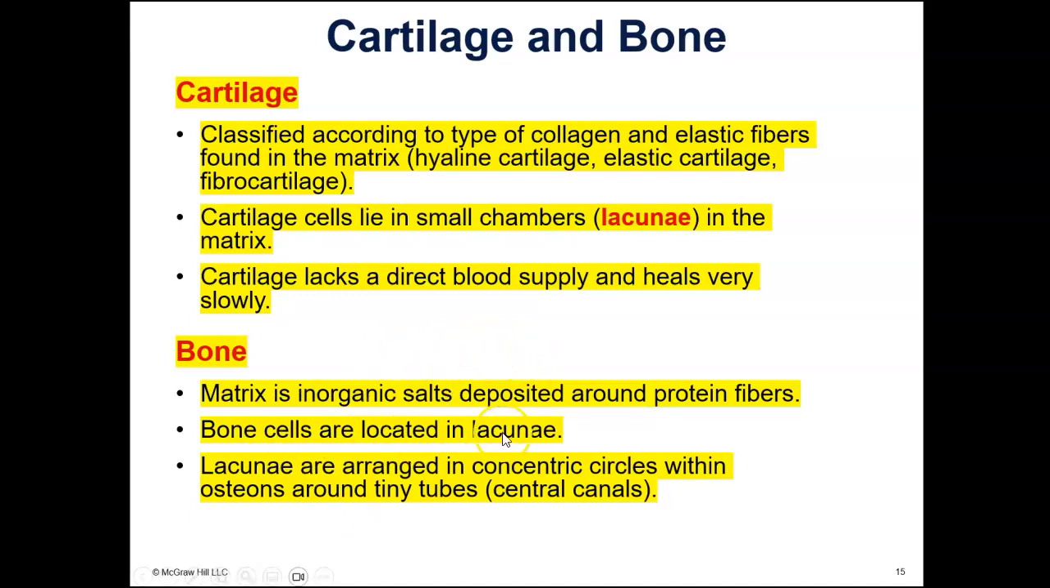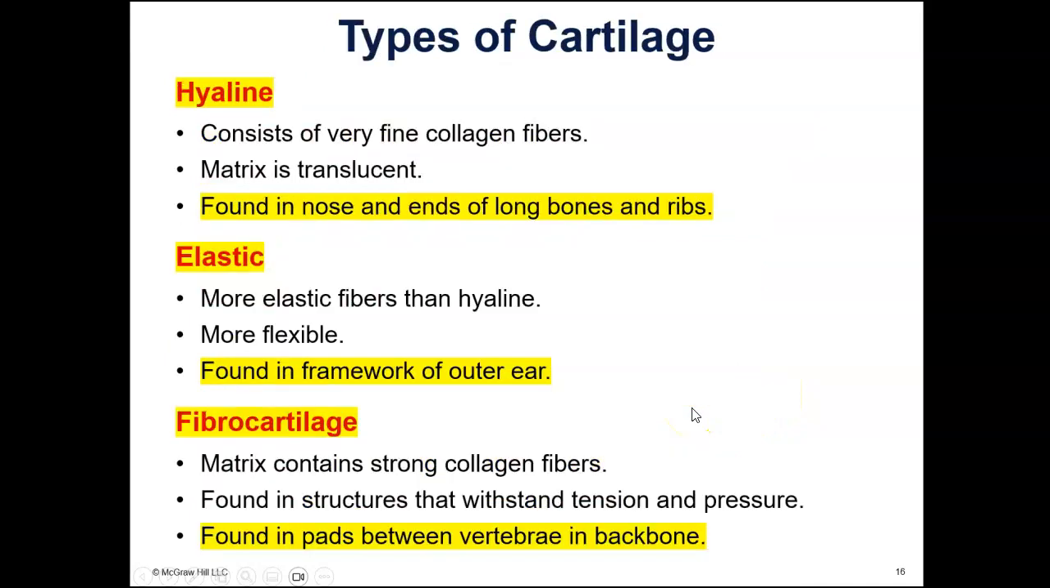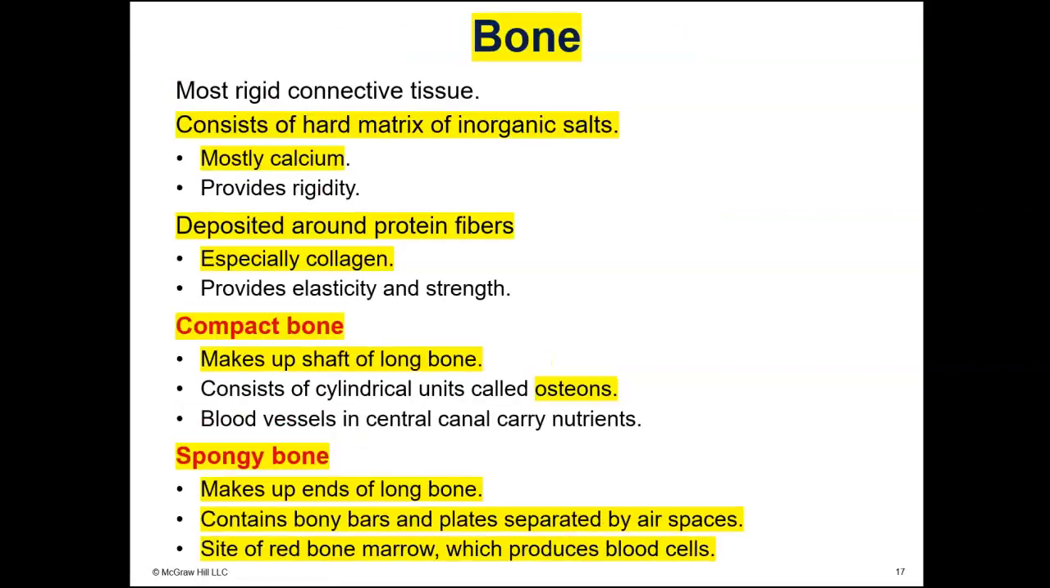Bone cells are also located in lacunae, and then the lacunae are surrounded by the matrix, which is composed of calcium salts and protein fibers called collagen. There are three types of cartilage. Hyaline cartilage is found in the nose and the ends of long bones and ribs. Elastic cartilage forms the outer ear. Fibrocartilage is found in the intervertebral disc.